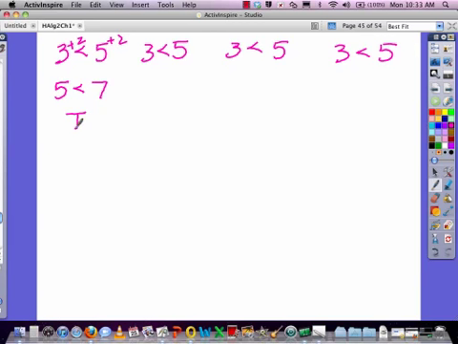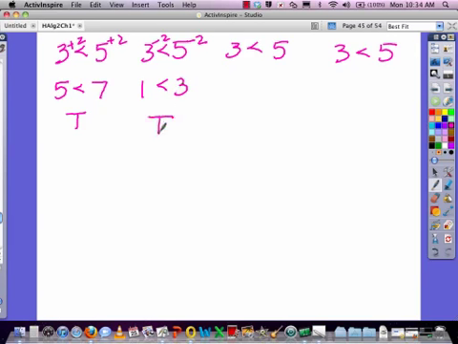However, 3 is less than 5. Let's do the subtraction property, and let's subtract 2 from both sides. And we would have 1 is less than 3. 1 is less than 3 is still a true statement.